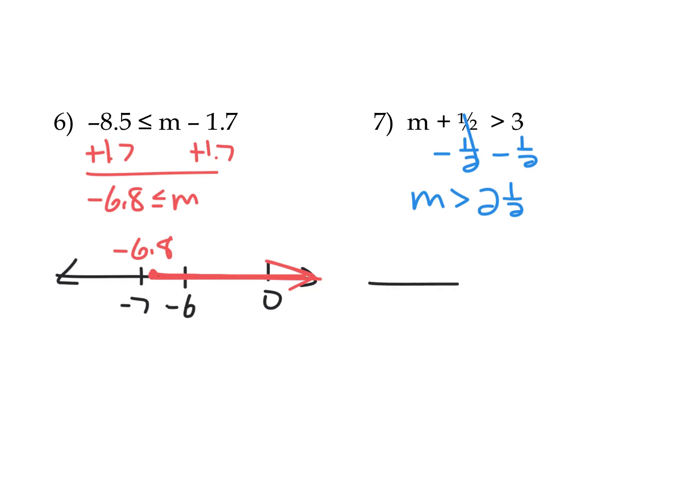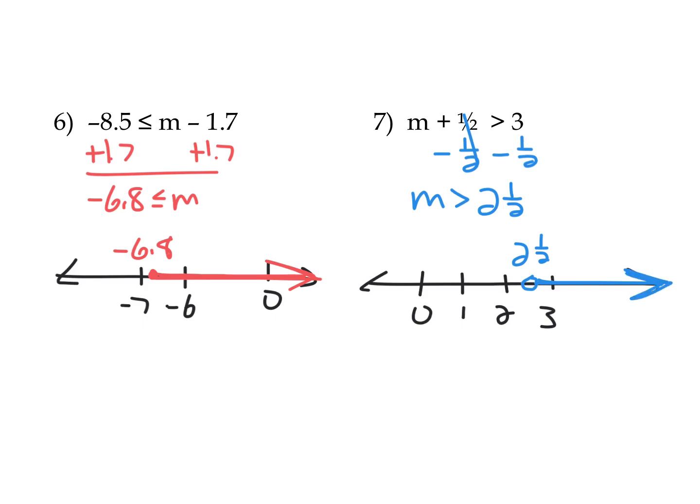Again, we could put that on a number line. It's going to be between 2 and 3, right in between them. So there's 0, 1, 2, 3, and 2 1/2. We're going to have an open circle, right, at 2 1/2. And then greater than, we're going to have our arrow going to the right, greater than 2 1/2.